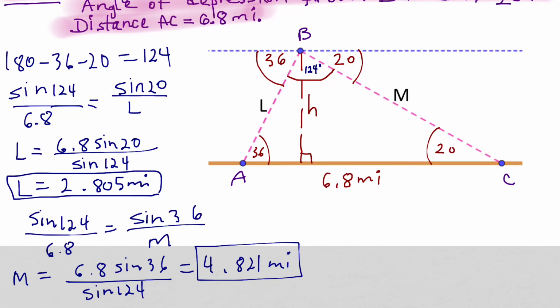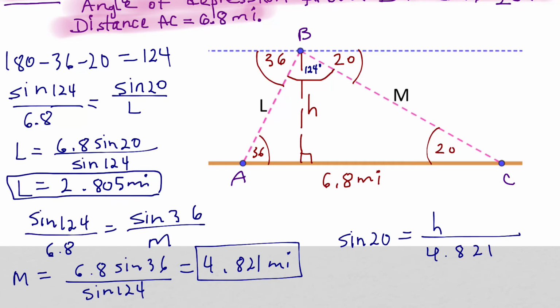Okay, so that's L, that's M. Now we're asked to find H as well. So we can look at the right triangle now. So here's your H. So let's just choose this one. We could say the sine of 20 is opposite over hypotenuse. So sine of 20 is equal to H over M, which is 4.821.